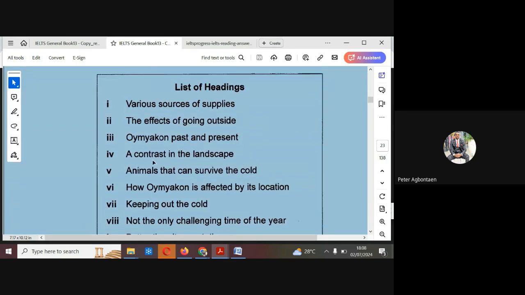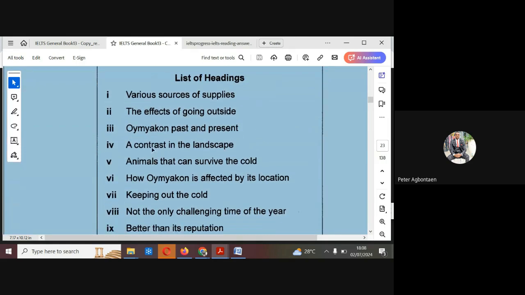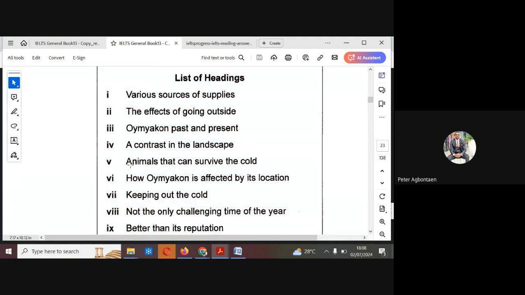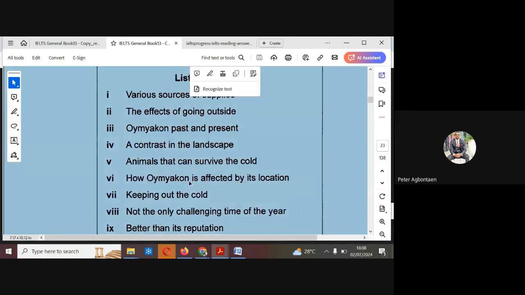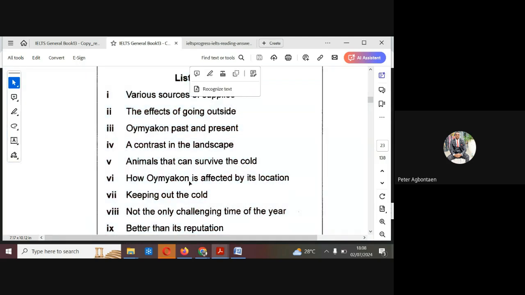And then the next one, the animals that can survive the cold. I won't spend time on this because it's pretty straightforward. We've been told Oyemakon is a very cold place, okay? So that would mean that any animal that can survive there must be an animal that can survive the cold. Because it's a very cold place. So if you read any paragraph that tells that there are bears in Oyemakon, there are lions, there are tigers, and these animals are able to cope with the weather, this must be animals that can survive the cold.